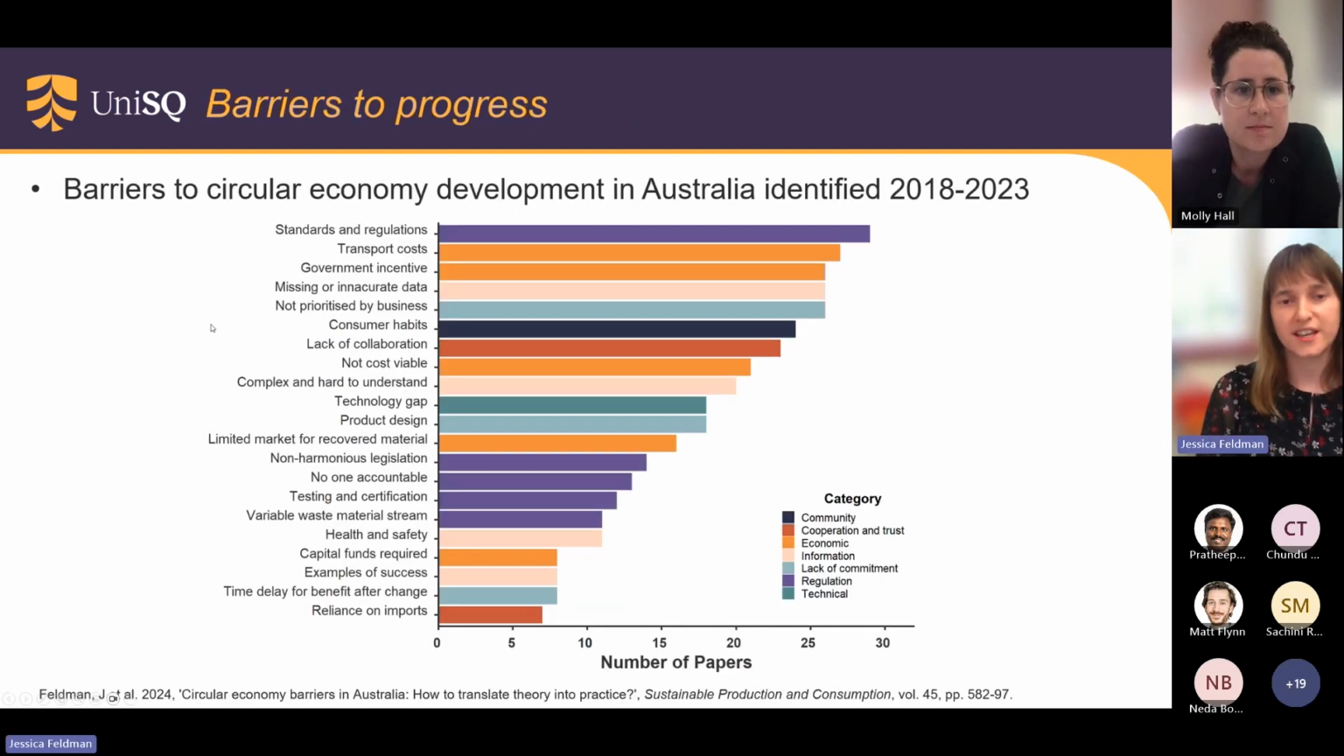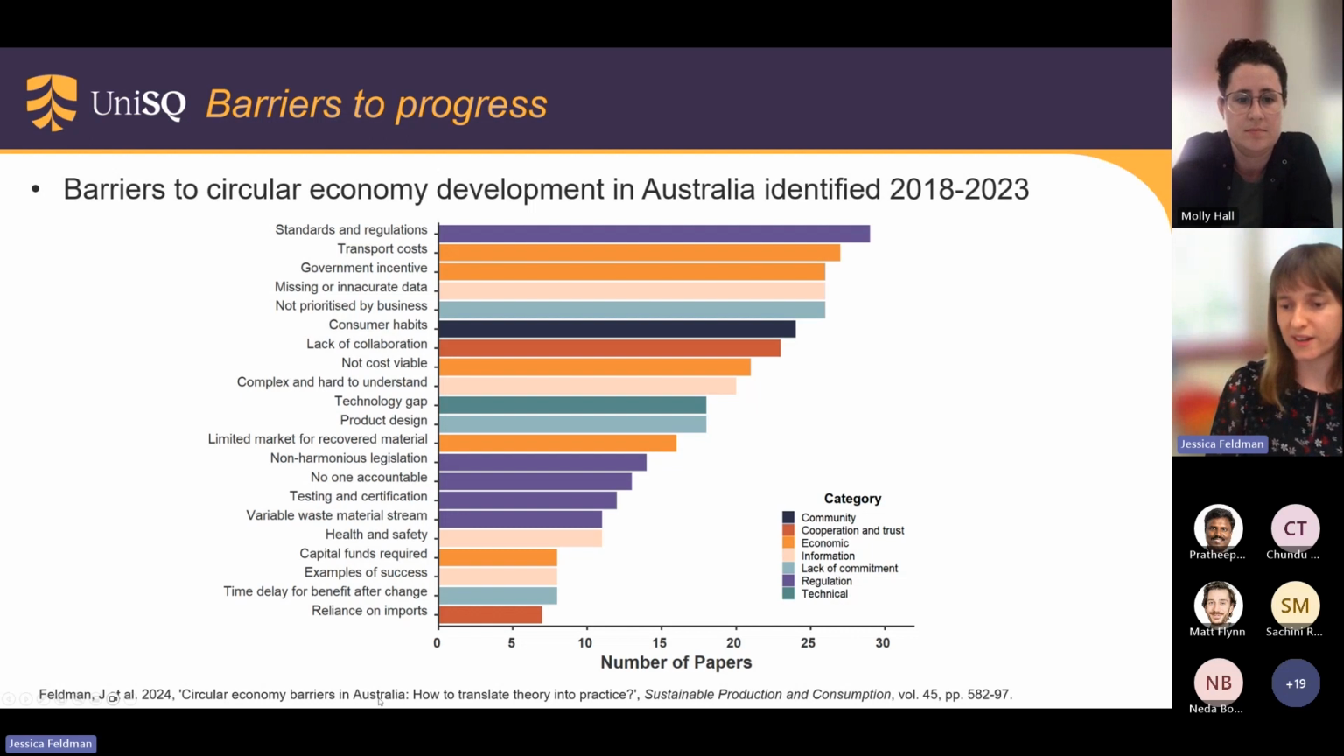So to try and understand why Australia is struggling in this area, I recently published this paper called Circular Economy Barriers in Australia. And it's a systematic review that looked at the papers that have been published from 2018 to 2023 that focused on Australia and circular economy and discussed these barriers.